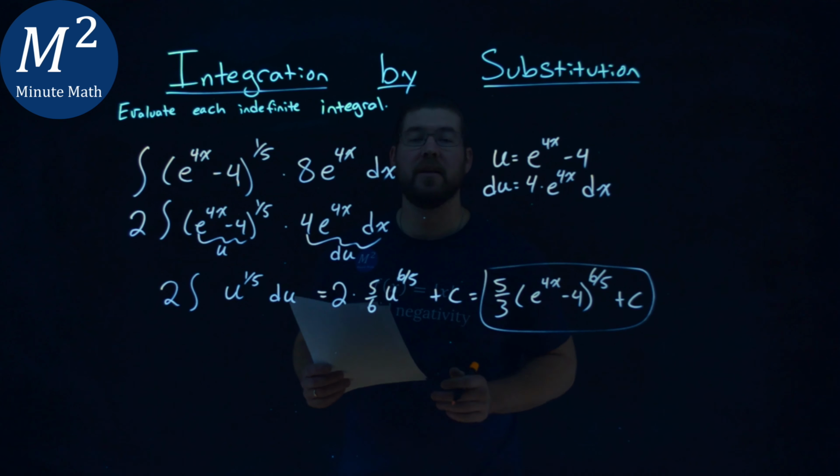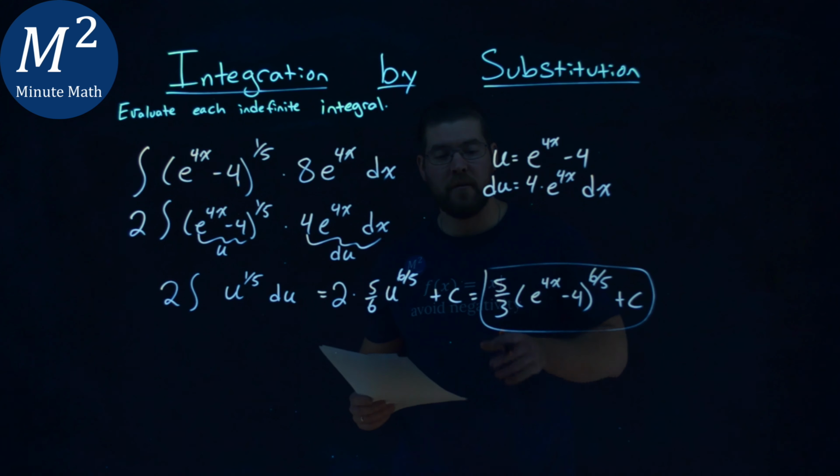And so my final answer here is 5/3 times e to the 4x minus 4 to the 6/5 power plus c. We're given this problem right here, the integral of x times (4x plus 5) to the 3rd power dx, and we want to find this indefinite integral.